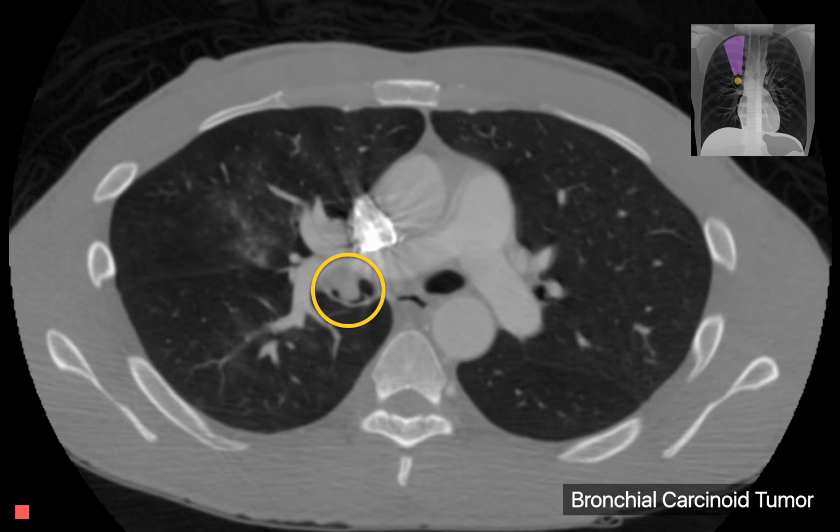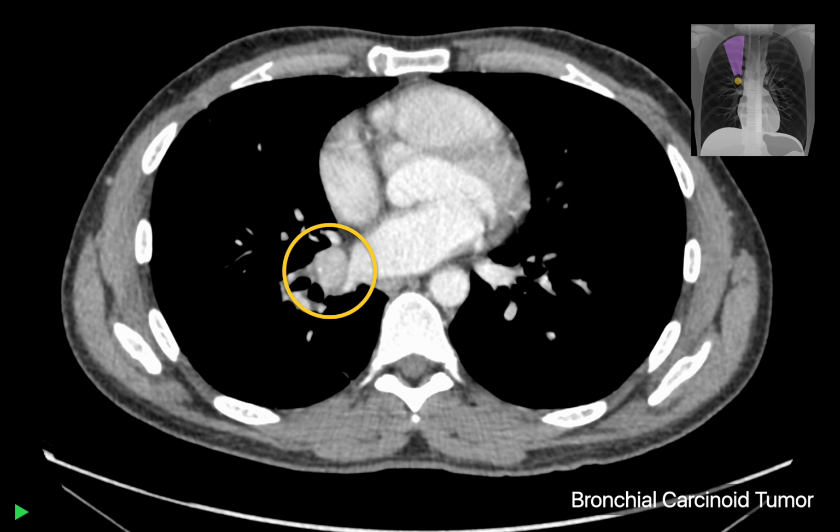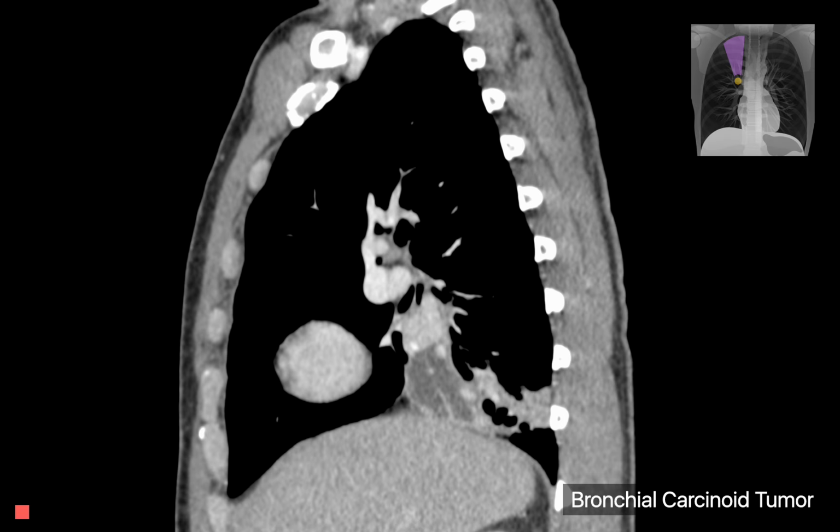This is an example of a bronchial carcinoid tumor presenting as an endobronchial nodule in the bronchus intermedius. And here's a different example of a central right lower lobe bronchial carcinoid that's obstructed the bronchi centrally, resulting in the development of several mucoceles upstream.